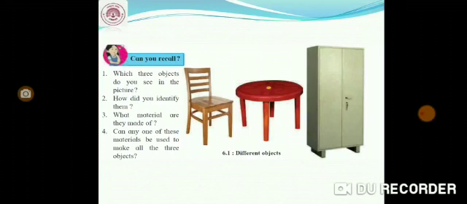Okay, so the chair is made of wood, the table is made of plastic, and the cupboard is made of iron. Can any one of these materials be used to make all the three objects? Take for example wood. A chair can be made of wood, table can also be made out of wood, and a cupboard can also be made out of wood. Okay, let's move further.